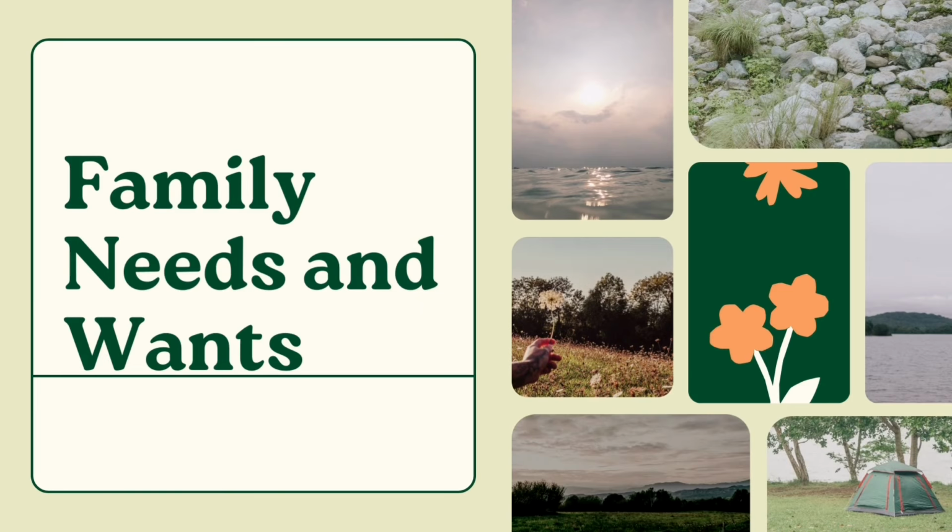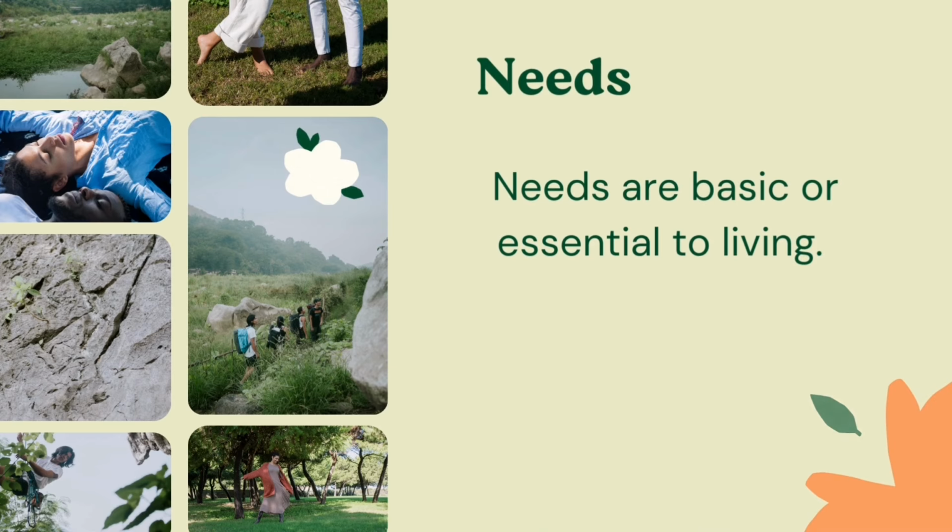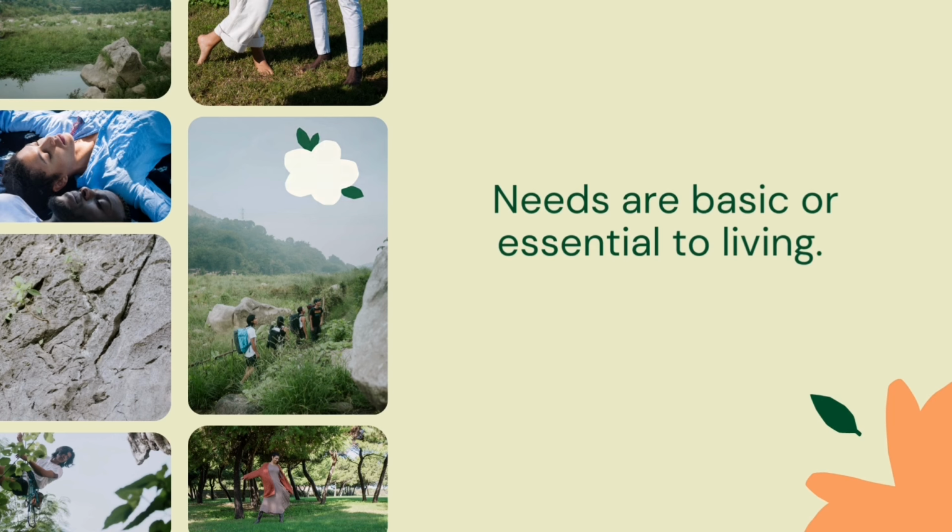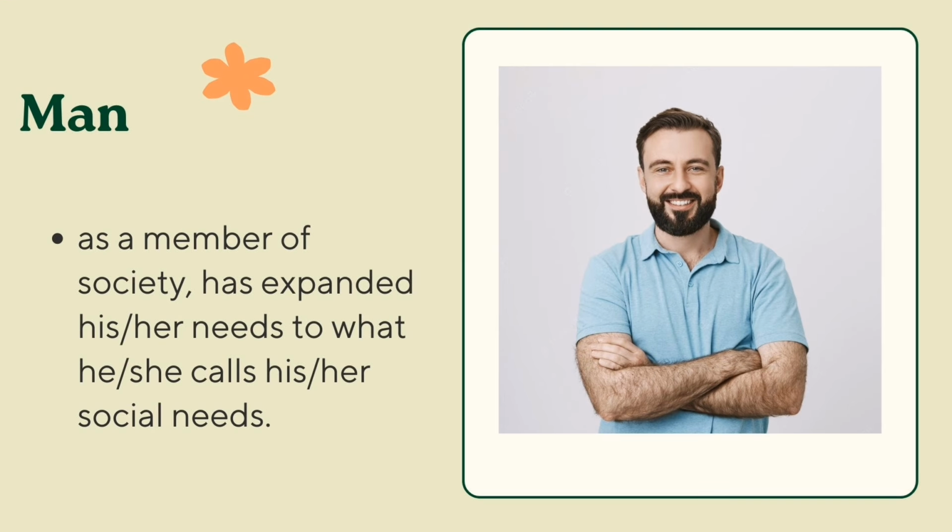Family needs and wants. Every family and every member of the family has needs and wants. Needs are basic or essential to living. They support our existence. Basic needs like food, clothing, and shelter are necessary for everyone to survive. Man needs food to keep his body strong and healthy. She needs shelter to protect himself or herself and her family from the heat of the sun, strong winds and rain, wild animals, as well as provide him or her privacy to do personal needs.